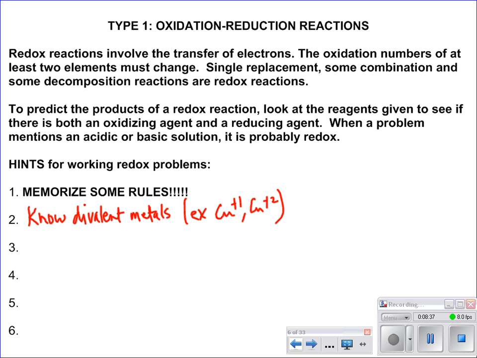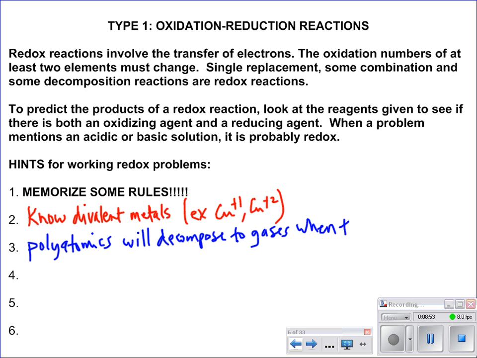Polyatomics will decompose to gases when they can. And again, hang on to that. It'll make sense shortly. Number 4, what does it mean to be redox? Something goes up in charge and something goes down in charge. It can't be redox if that doesn't happen. So that's going to be your go-to rule.